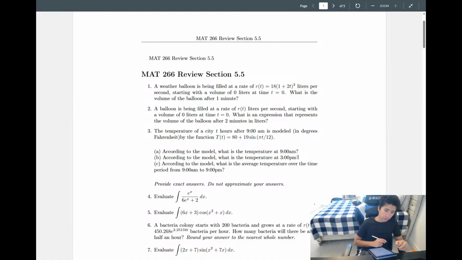So what is the volume of the balloon after 1 minute? So we're being asked V of 1. Perfect. So how do we do this? We have an inner function, 1 plus 2t. So we will let u be 1 plus 2t. du is therefore 2. Replacing, we get the integral of 9 times u squared du. And by the way, this is dt.